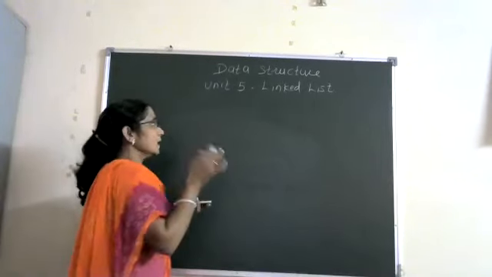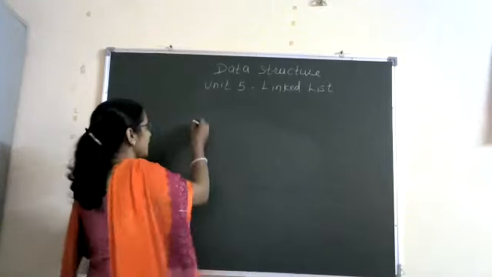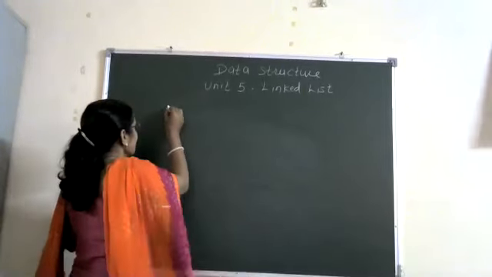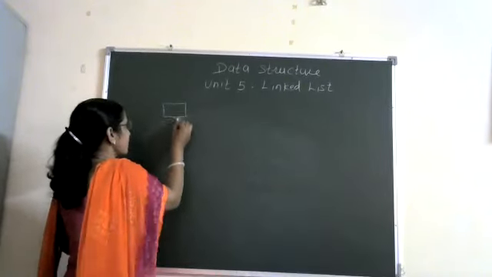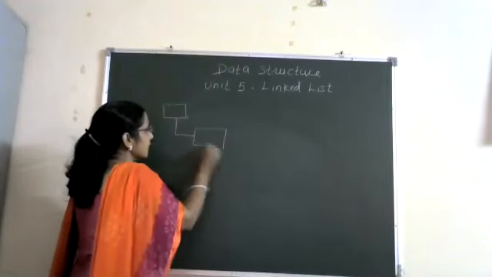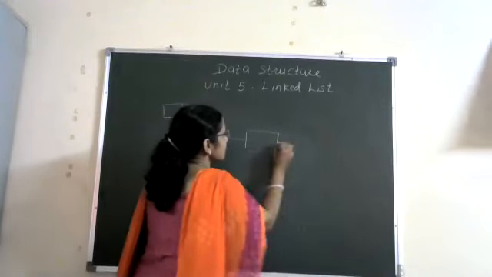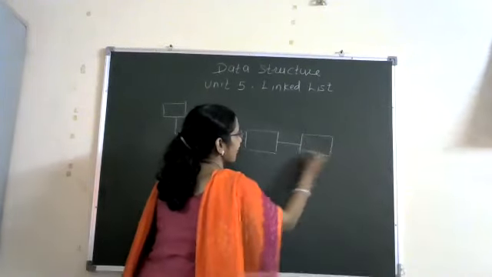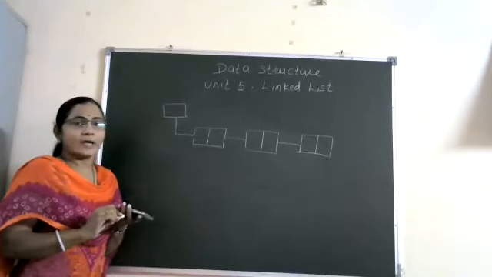Like the other data structures, it is a list. It is the collection of elements where linked list is the list of nodes, or you can say linked list is the collection of nodes in which each node is divided into two different parts.